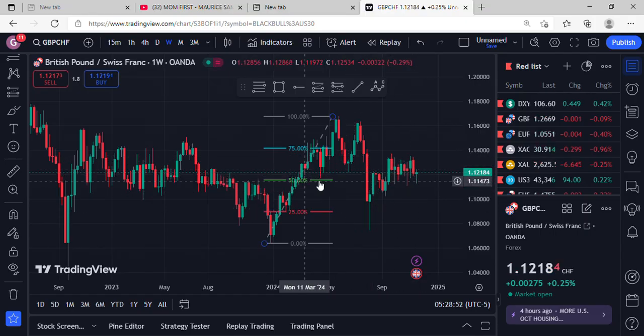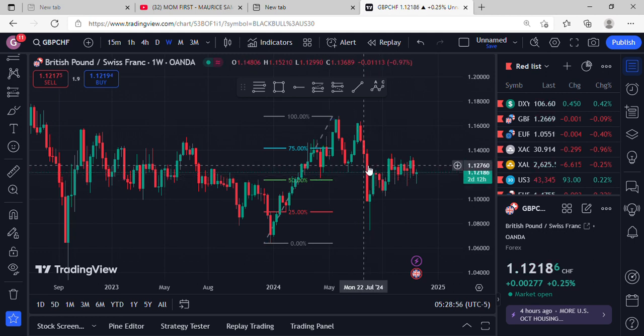And then when we look at the 50% right here, we can see that there is a huge fair value gap here, and that is what I'm going to use to dissect how DRT, dealing range theory, can be used with fair value gaps. And forgive the background noise.